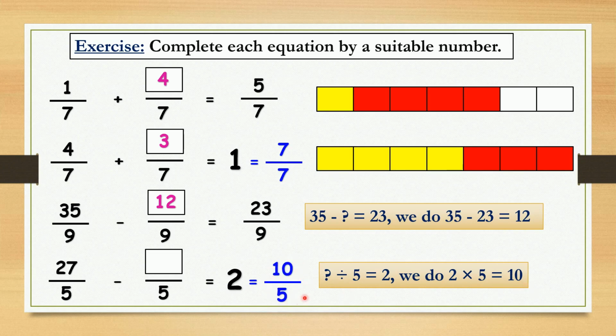Now we found the fraction. Now we can solve this operation and find the missing number. I ask myself, 27 minus what equals 10? So I do 27 minus 10, and the answer is 17.